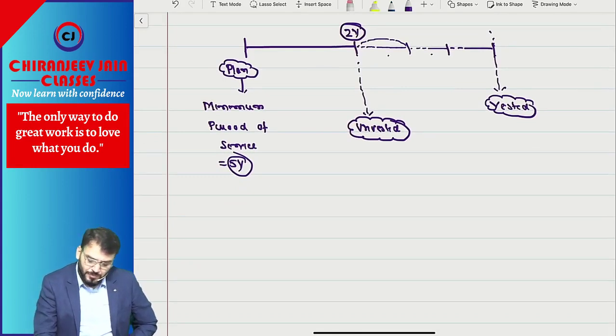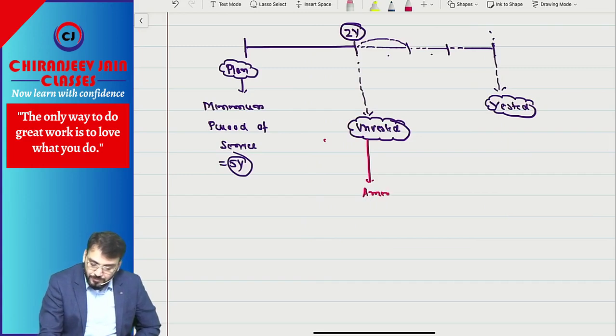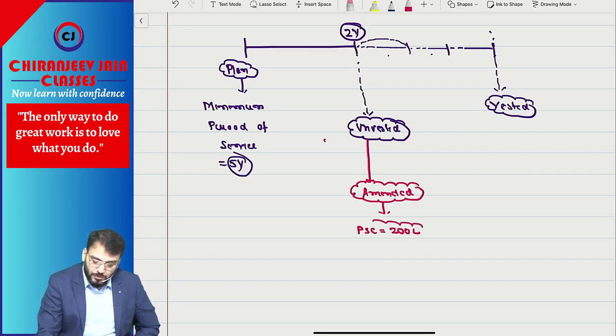Now suppose in the year 2002, now this is the date when the plan got amended. So we need to calculate past service cost. Suppose the past service cost calculated is 200 lakh. So right now the plan is vested or unvested?